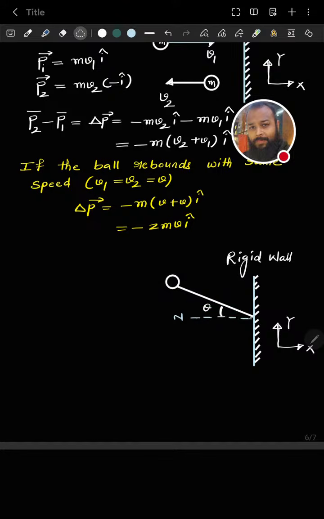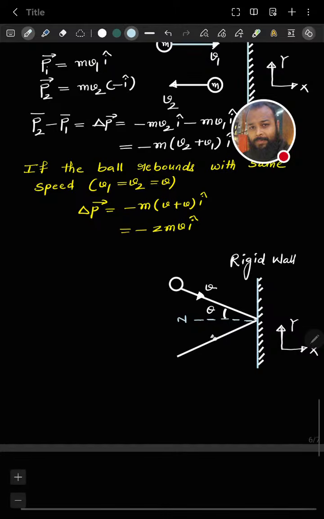Okay, children, let me know if you are following it. So this is the initial momentum. Let's say this is with velocity v. It will rebound back with the same speed. Not necessarily the same, but I am taking the case that it is rebounding back with the same speed. Keep thinking while I explain what will happen. You have to think.